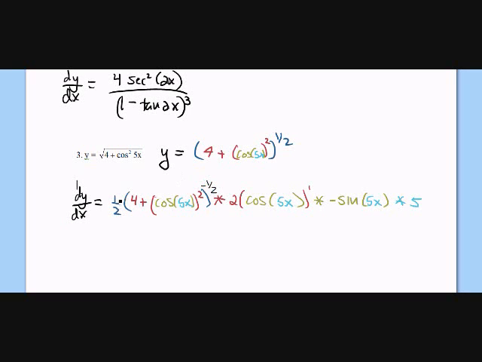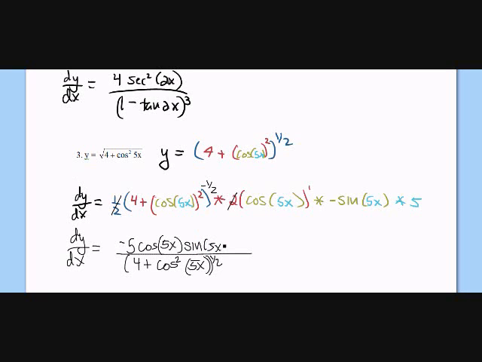So therefore, we need to simplify. I can do the half and the 2. I'm going to pull this 5 and put this down in the denominator, put the 5 up front. So we get dy dx. I'll put this all over 4 plus cosine squared 5x to the 1/2 power. And those two cancel, so I'm left with negative 5 cosine 5x. I like that in parentheses. And sine 5x.